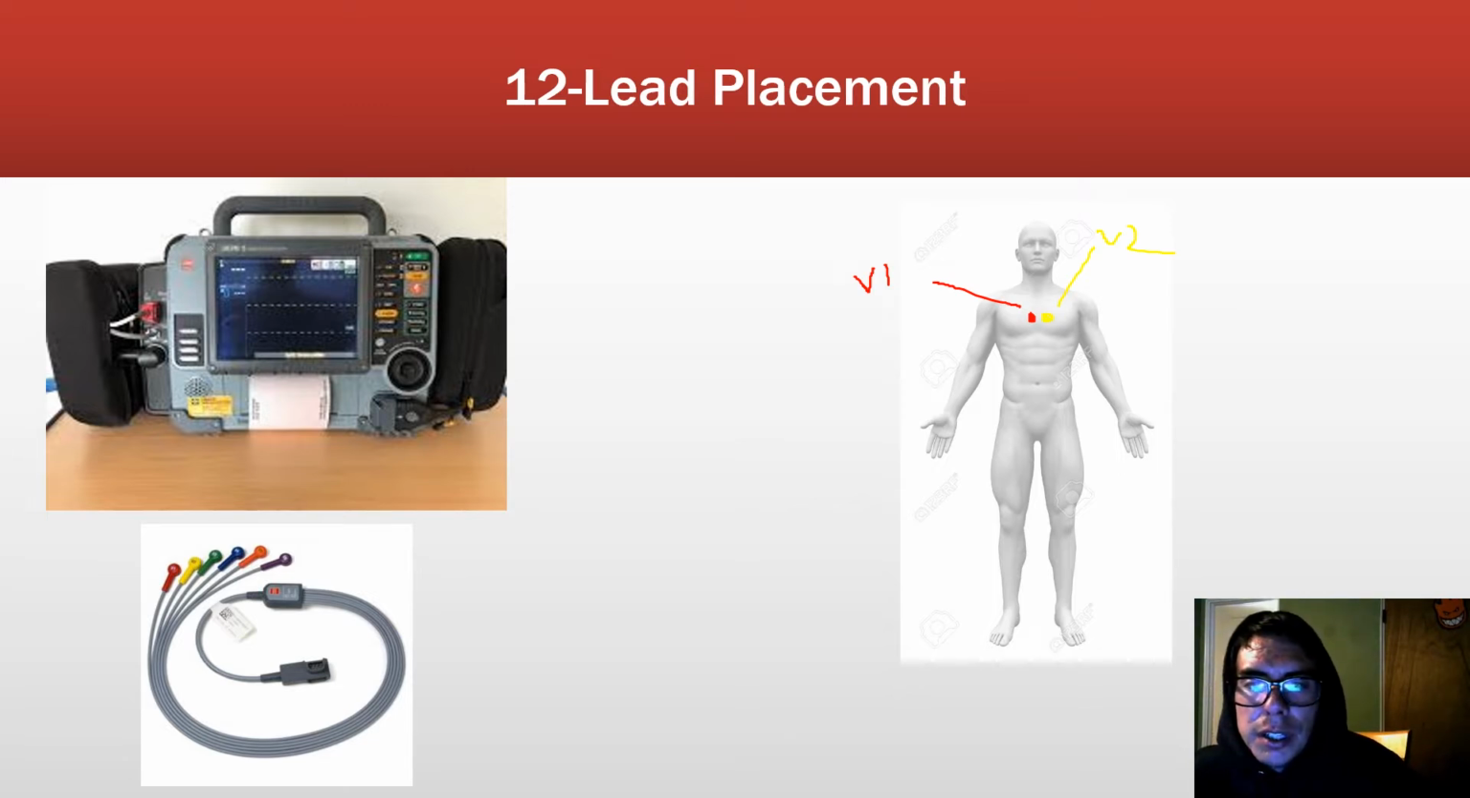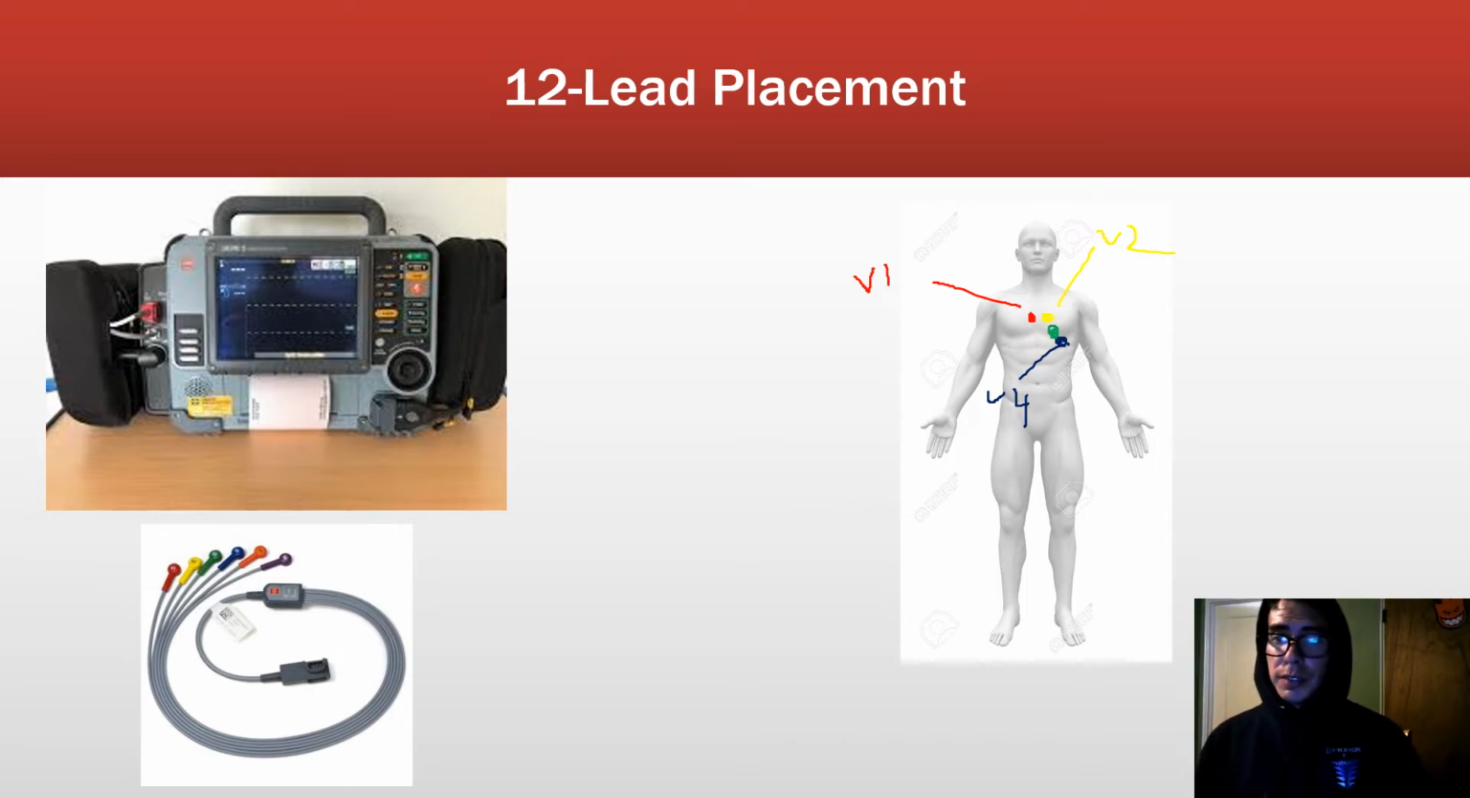So that would be, where is it? The blue one, so it'd be like right about there. And that is V4. And then we go back to V3. Excuse me. V3 is going to be between V4 and V2. And that'll be the green one. So just perfectly right between V1 and V4.